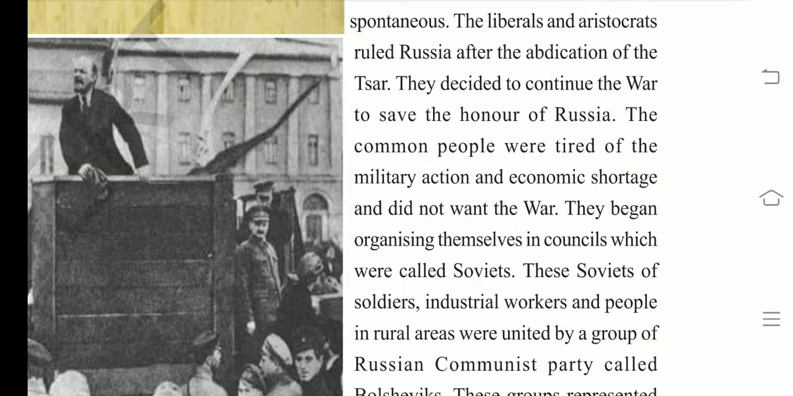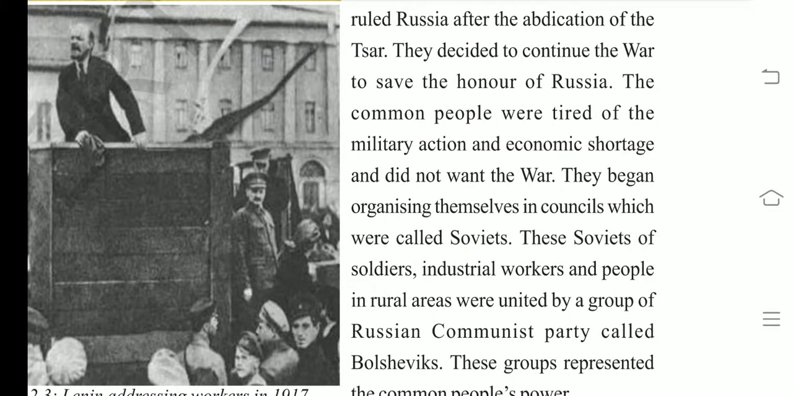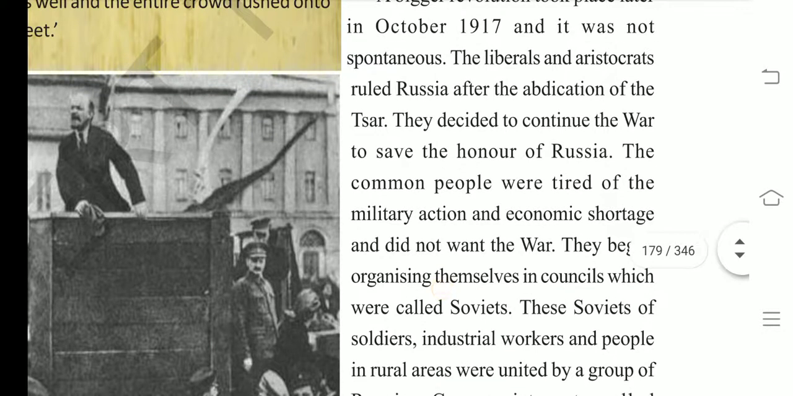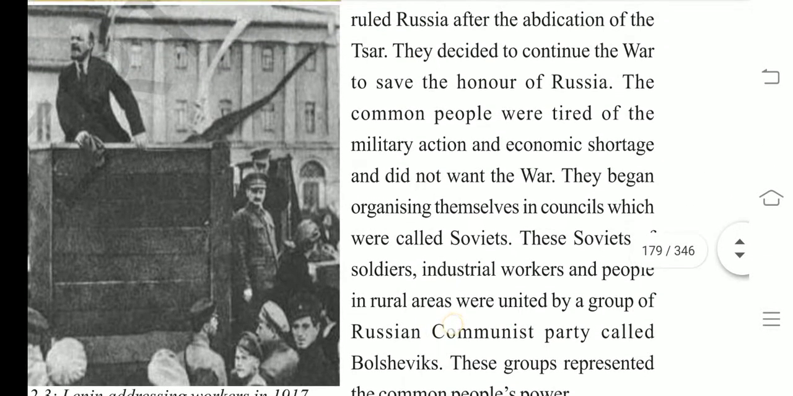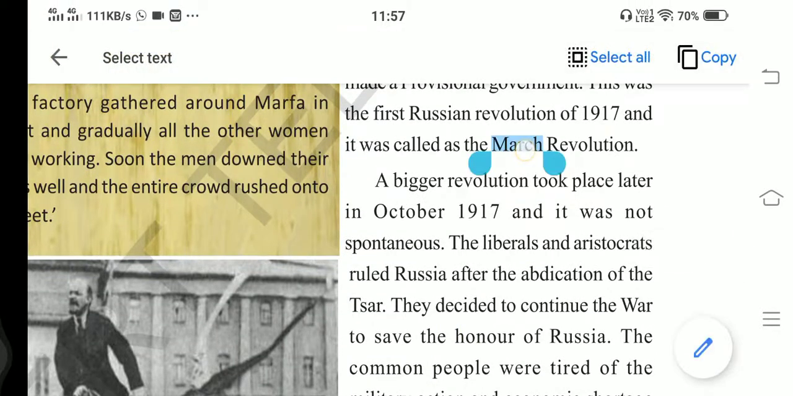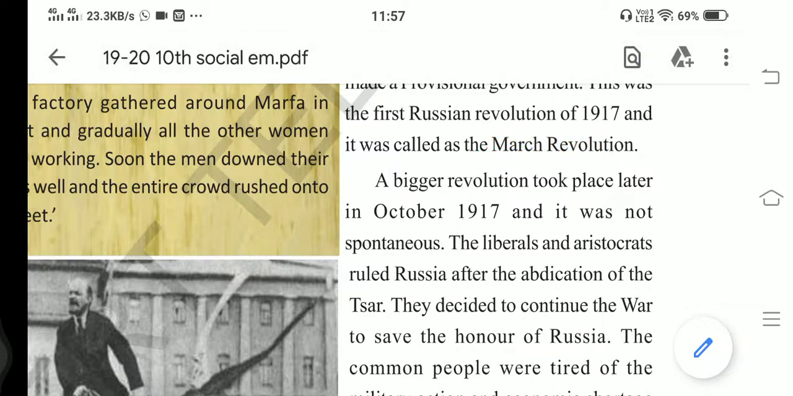Okay, that was the first Russian Revolution, which occurred in 1917 in the month of March, so it is also called the March Revolution. What do we call this? March Revolution, because this revolution occurred in the month of March. Understand? It is also called the February Revolution, my dear students. Why do we call this revolution the February Revolution? We'll come to it later. Okay, right? So just keep in mind that it is the March Revolution as well as the February Revolution. Understand?